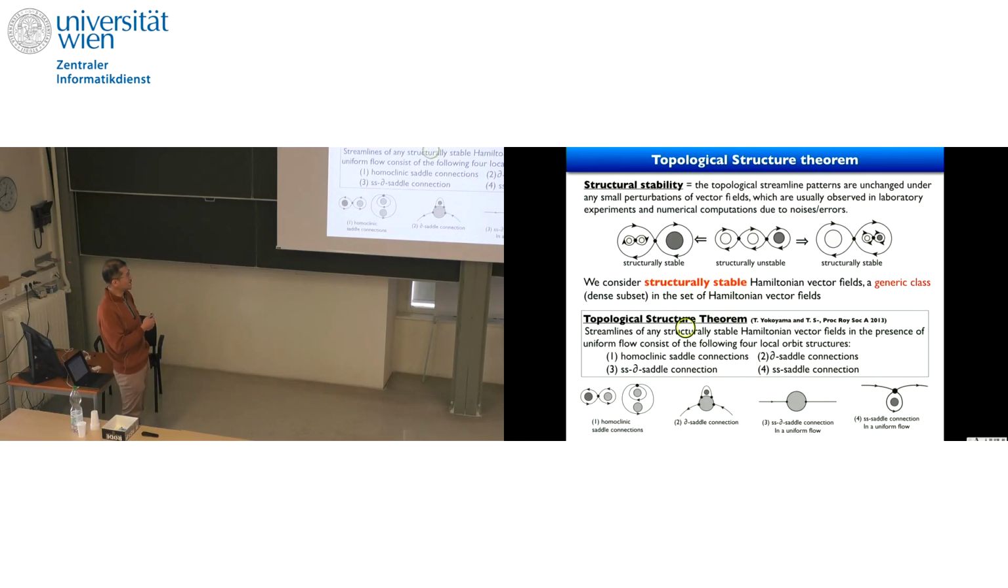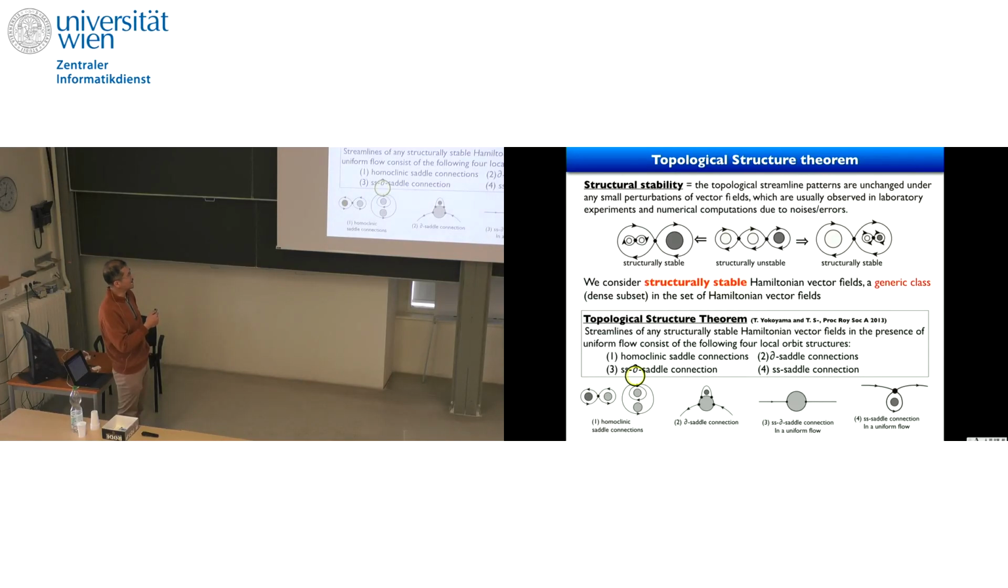Okay, so using these structurally stable Hamiltonian vector fields, we have a topological structure theorem, which is stated like this. Streamlines of any structurally stable Hamiltonian vector field in the presence of uniform flow consist of the following 4 local orbit structures. One is homoclinic saddle connections, which are given by this pattern. The second is a boundary saddle connection. This is given by this saddle at the boundary here.